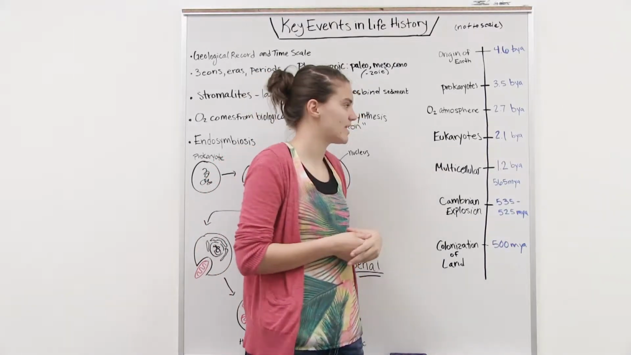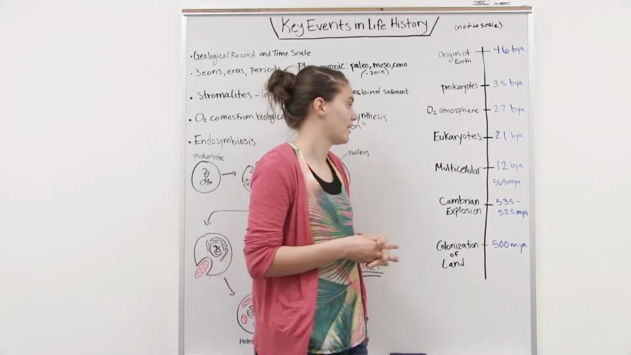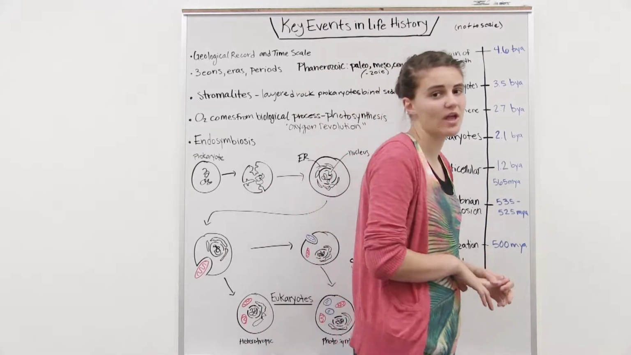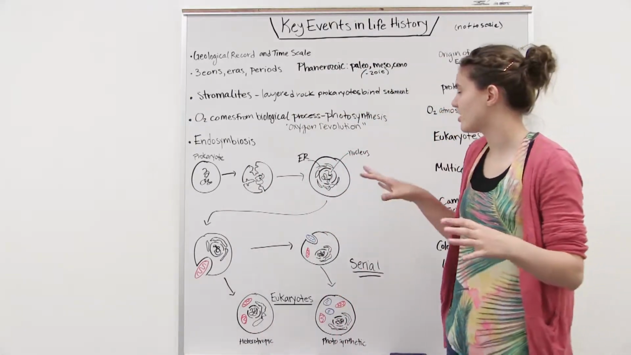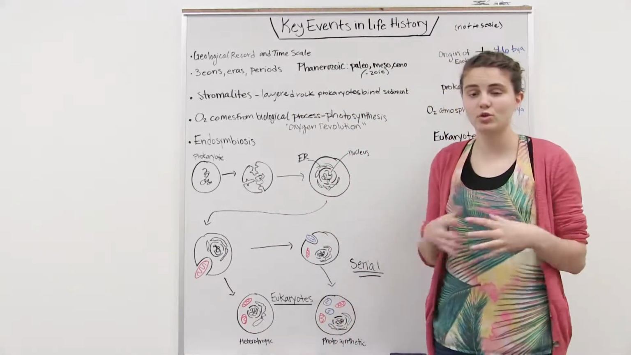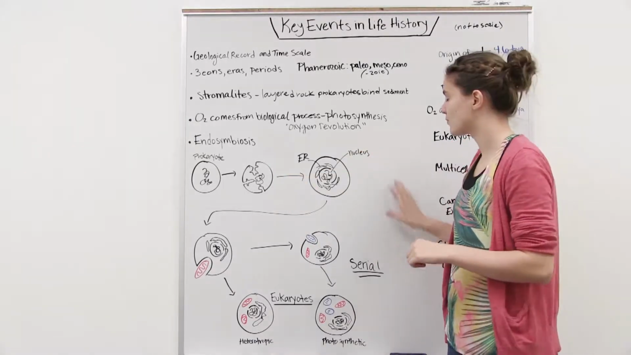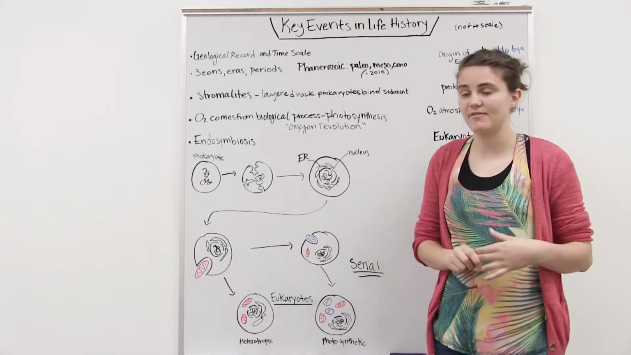That brings us to our next theme. We have our first eukaryotes showing up in the fossil record about 2.1 billion years ago. The current theory on how eukaryotes arose is endosymbiosis. You're going to really need to understand this and the evidence for it.